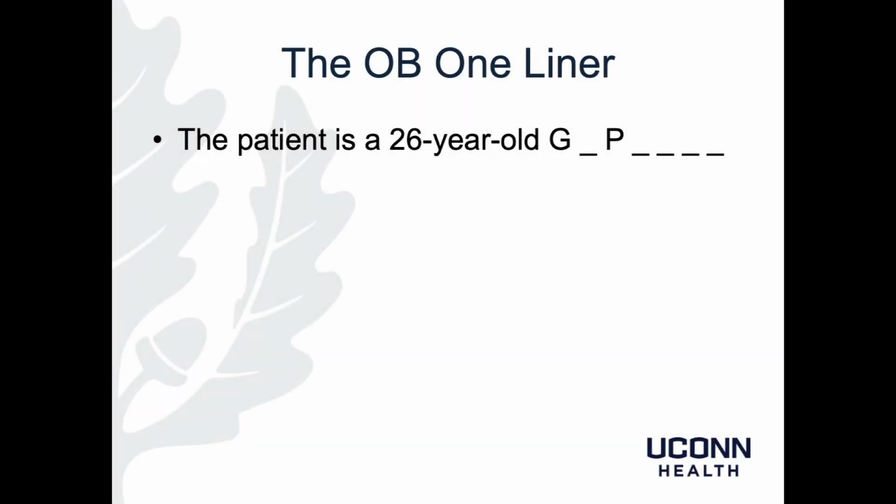Here is the beginning of the OB One Liner. The patient is a 26-year-old G blank P blank blank blank blank. And if you're looking at this right here, you can see what I'm getting at is we've got to go over G's and P's in pregnancy. So let's start with that.